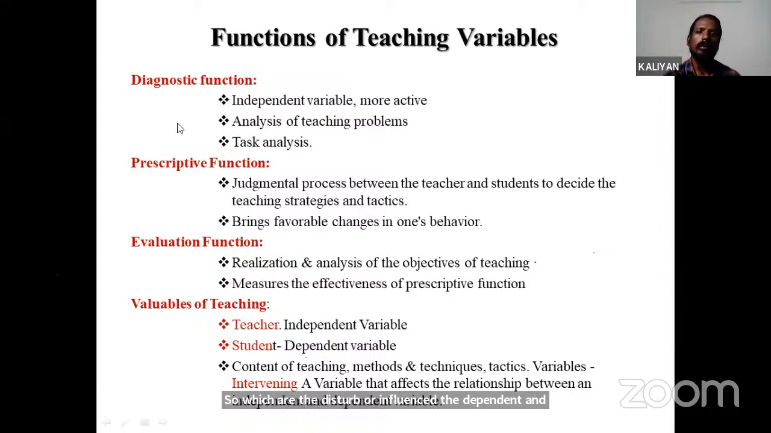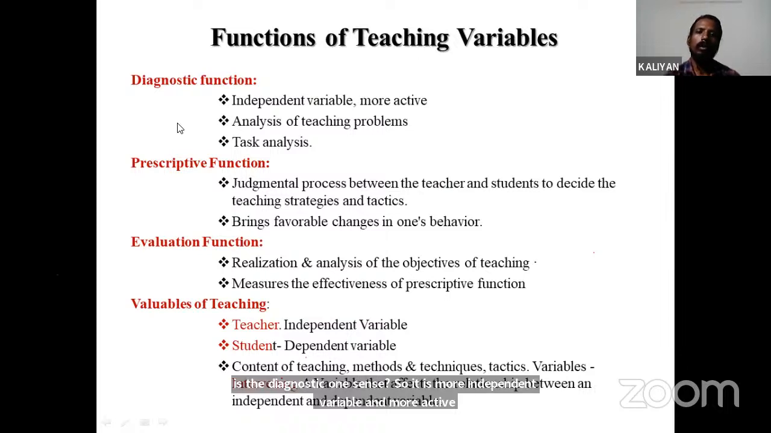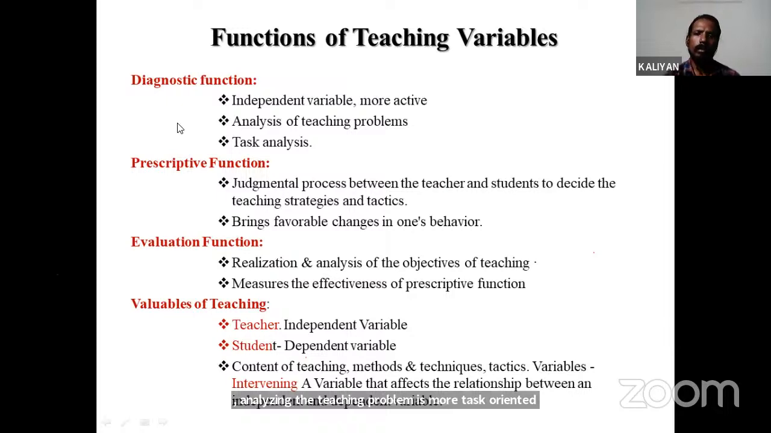First is the diagnostic function. It involves more of the independent variable and is more active. Analyzing the teaching problem is a more task-oriented analysis. And the second one is the prescriptive function.